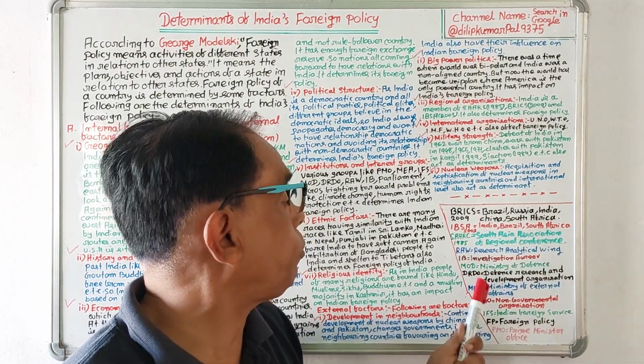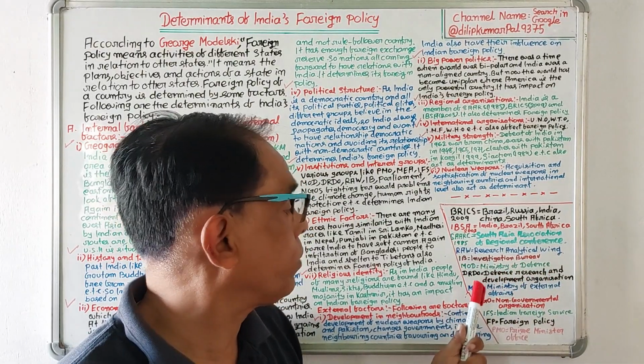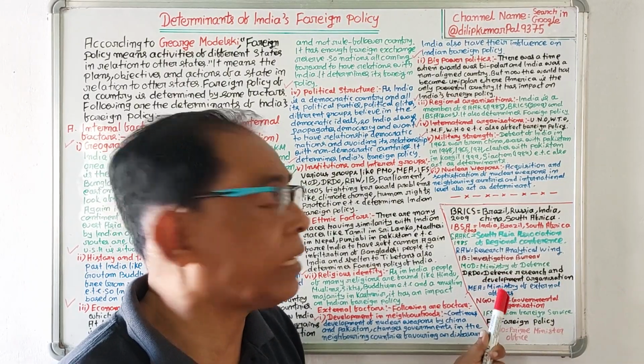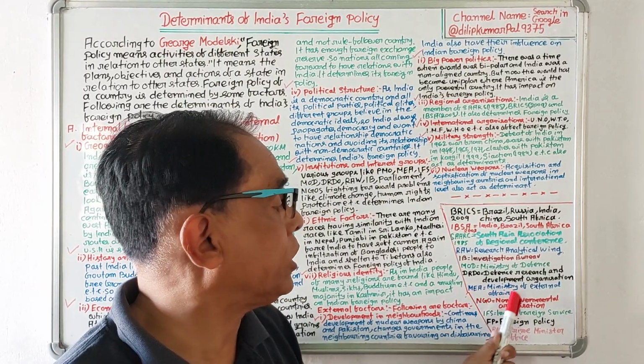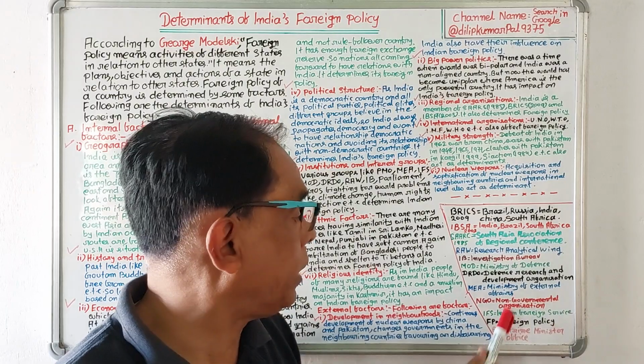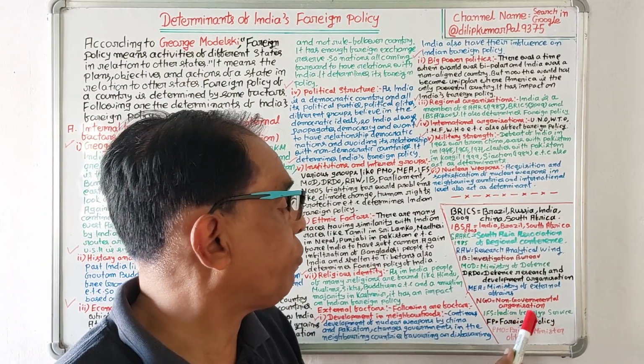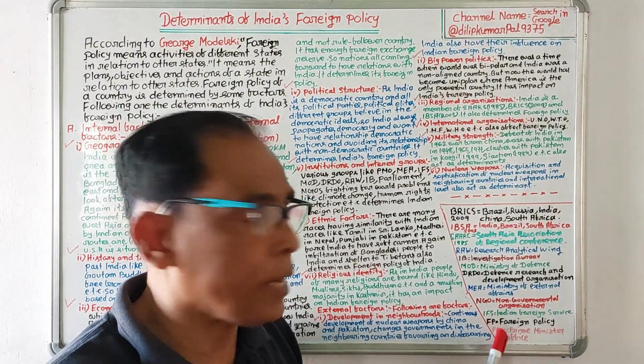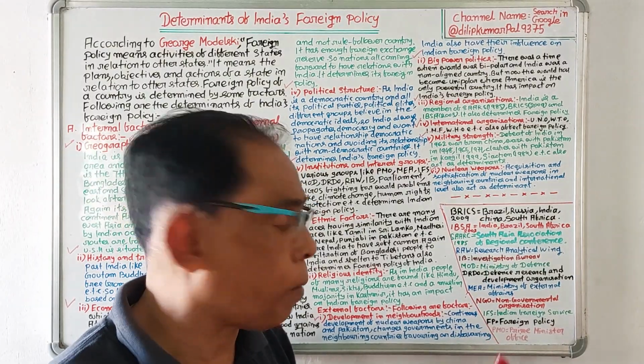IB, Intelligence Bureau. MOD, Ministry of Defense. DRDO, Defense Research and Development Organization. MEA, Ministry of External Affairs. NGO, Non-Government Organization. IFS, Indian Foreign Service. FP, Foreign Policy. PMO, Prime Minister's Office.